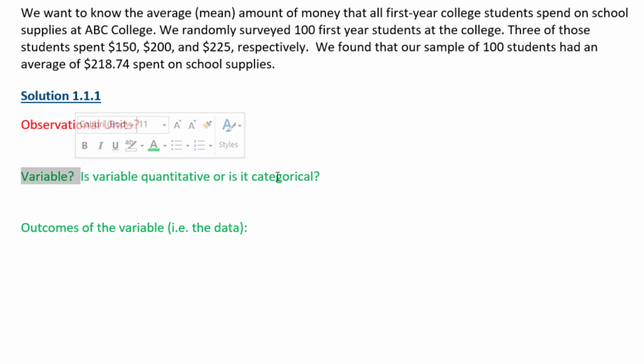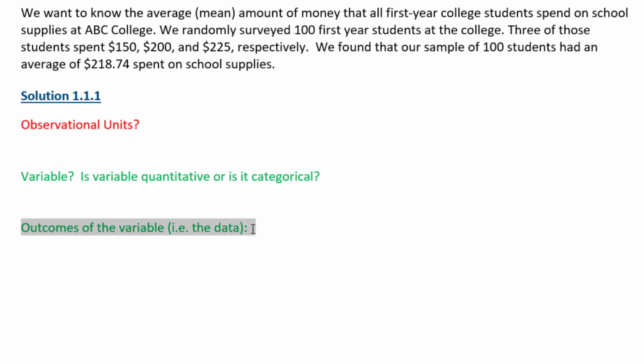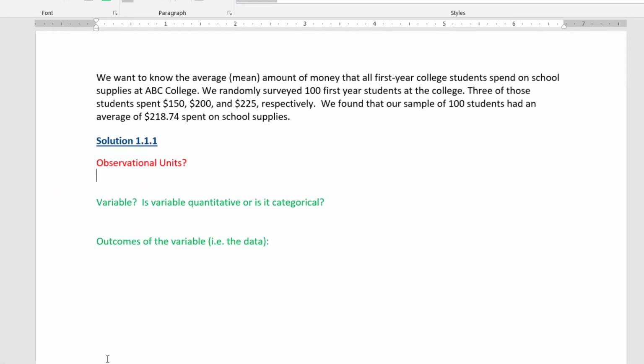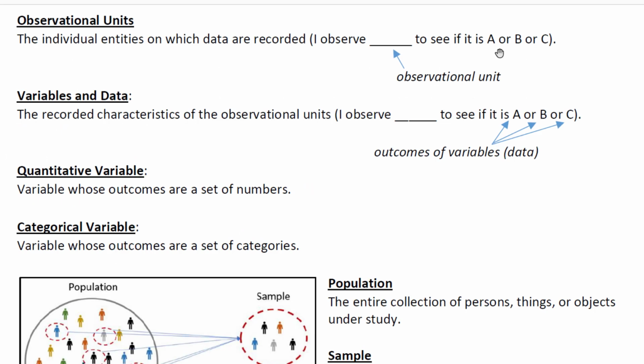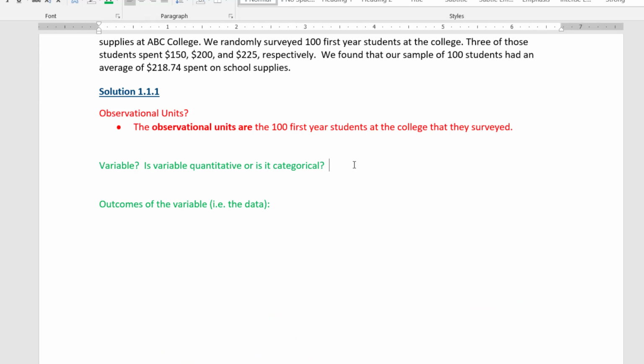and is it quantitative or categorical, and then describe the outcomes of that variable, which of course could also be called the data. So let's start with observational units. Recall that we said observational units are the individual entities on which the data is recorded. So it's the thing that you're observing. So in this case, the observational units are those 100 first-year students that we spoke with, the 100 first-year students at the college that we actually surveyed.